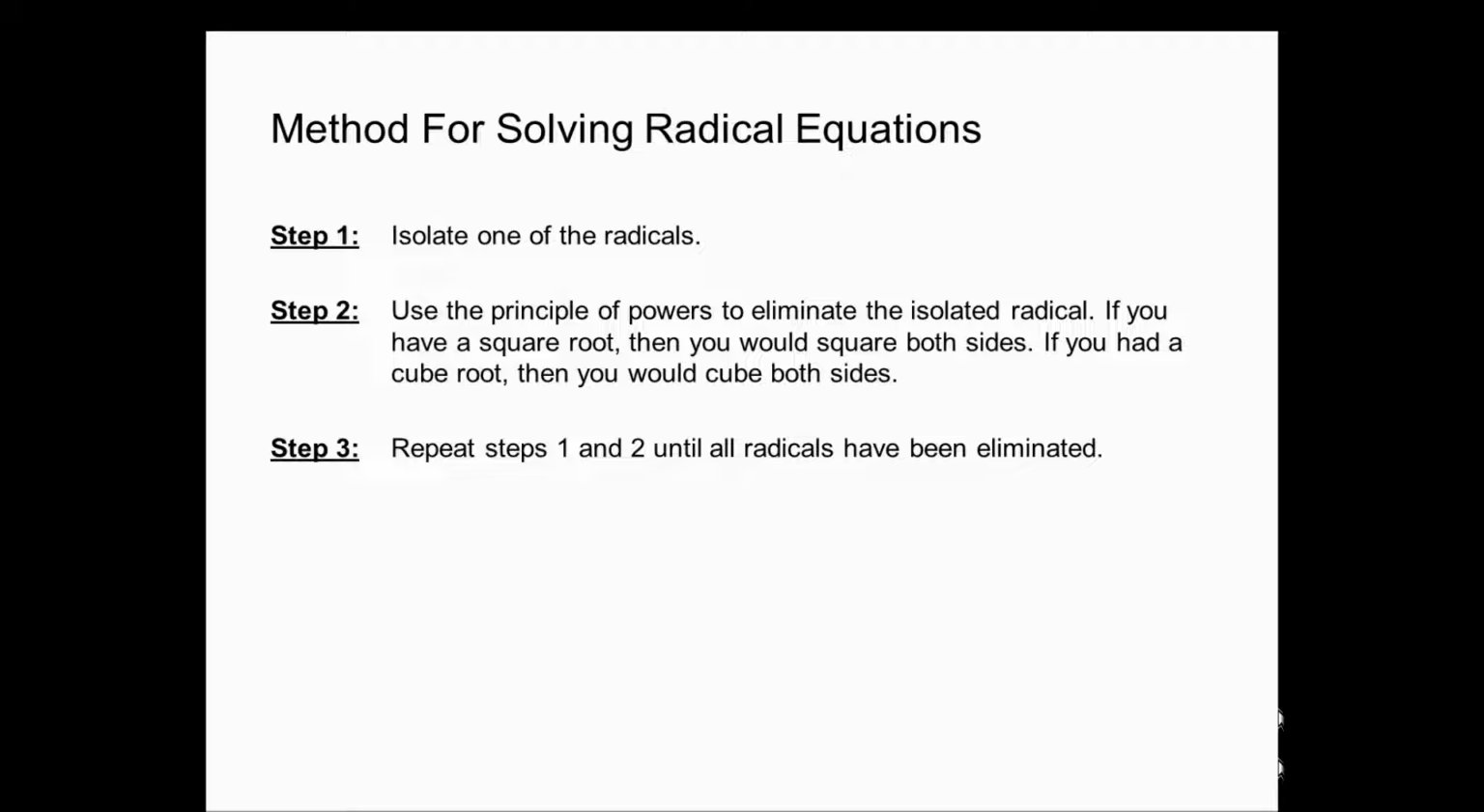Step 3, repeat steps 1 and 2 until all radicals have been eliminated. Now typically, the number of times you have to repeat steps 1 and 2 is equal to the number of radicals in the equation to start with. So after you've completed step 3, you should have an equation that has no radicals. You should have something that we know how to solve. So step 4, you should now have an equation that you can solve. Solve it.